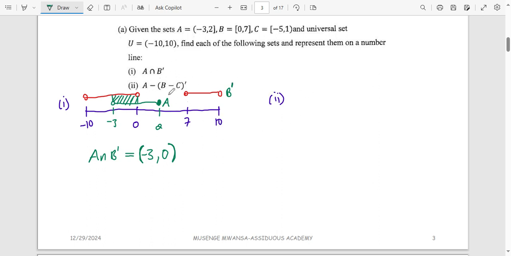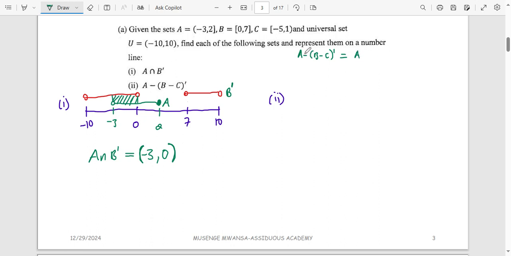So let's look at part 2. Part 2 is saying A minus B minus C complement. The first thing we need to do is simplify A minus B minus C complement. So let's do that before we can do anything. So A minus B minus C complement. This one also means A, okay?